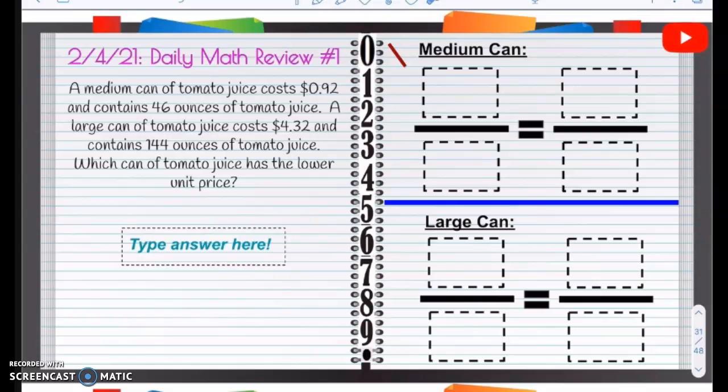Daily math review number 1. A medium can of tomato juice costs 92 cents and it contains 14 ounces of tomato juice. A large can costs $4.32 and contains 144 ounces of tomato juice. Which can of tomato juice has the lower unit price?